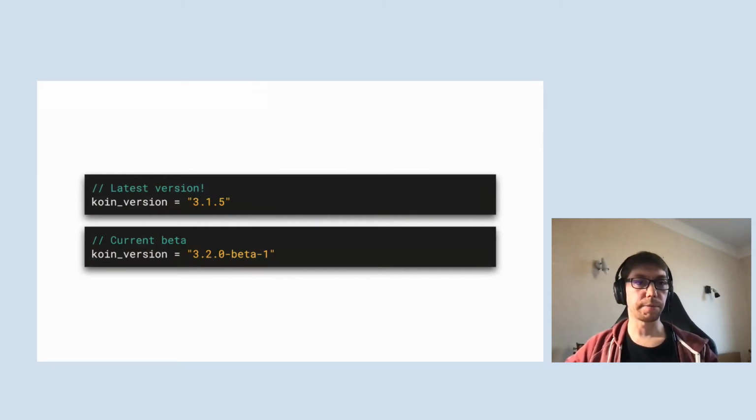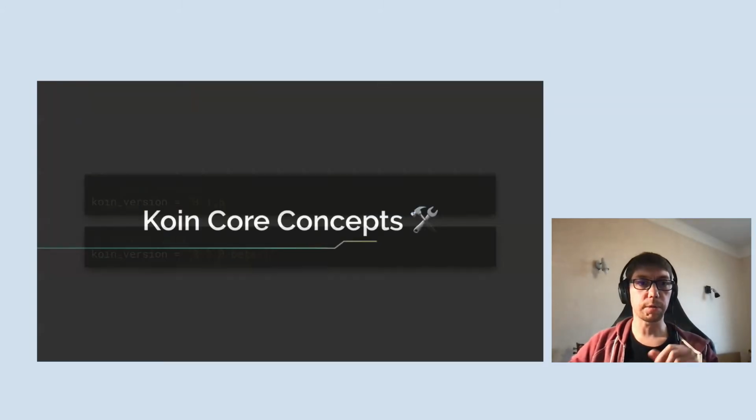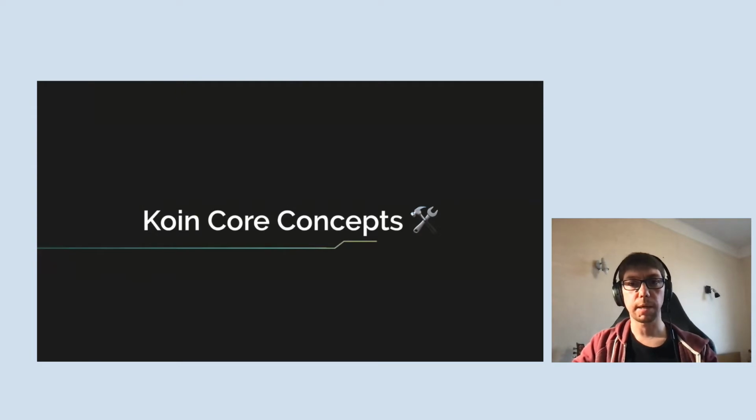Koin's latest version is 3.1.5. This is the latest stable that you can update to. And the next version, and we will see some of the features today, is 3.2.0. And it is already in beta. You can already play with it and enjoy a new feature around that. But let's go. First, before talking about any architecture, I would like to share what Koin is, with an explanation of the core concepts.